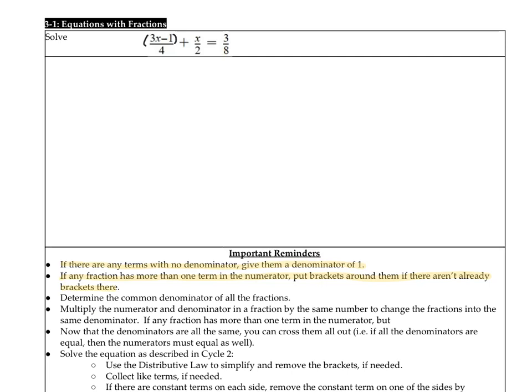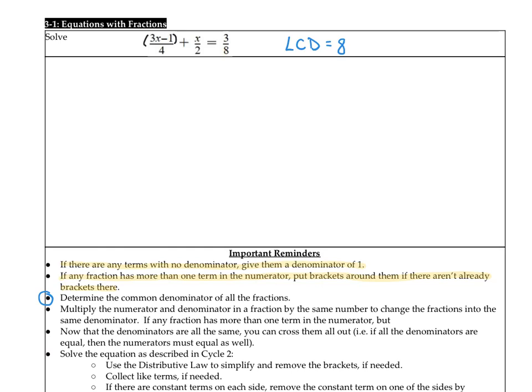After that, the first step is going to be to determine the lowest common denominator of the denominators. So LCD stands for lowest common denominator, and our denominators are 4, 2, and 8. And the smallest number that is divisible by 4, 2, and 8 is 8. So that's the lowest common denominator.